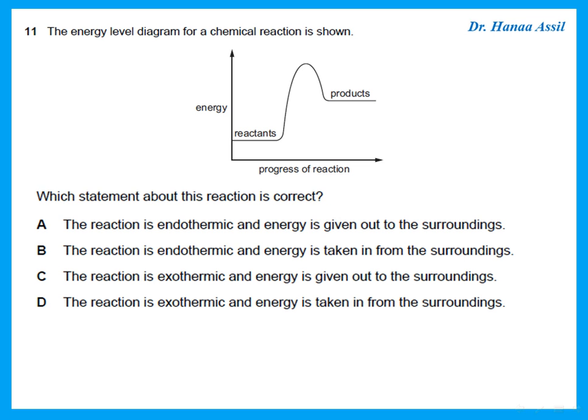The energy level diagram for a chemical reaction is shown. Which statement about this reaction is correct? So first of all, let us decide, is this for an endothermic or an exothermic reaction? Remember we said if the products are above the reactants, or the products have more energy than the reactants, that means the reactants took in energy. Taking in of heat is endo. So this is for an endothermic reaction. So my answer is A or B. Now, what does endothermic mean? It means energy is taken in. Endothermic reactions take in heat.